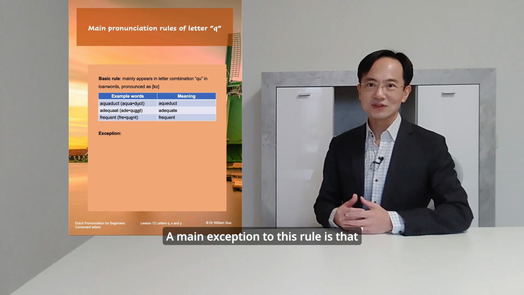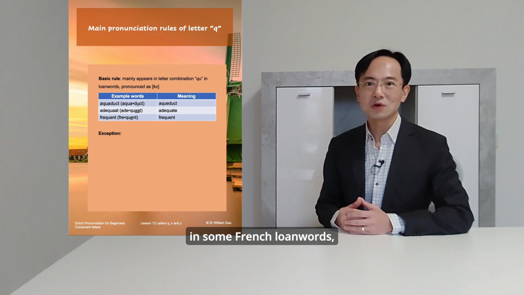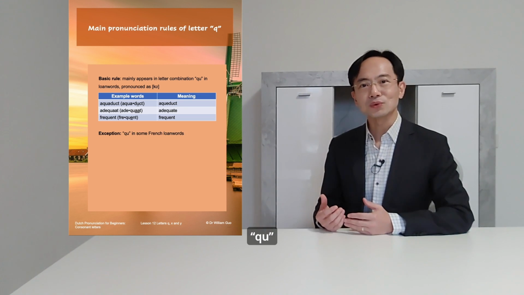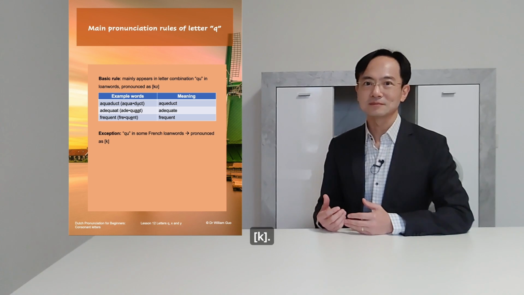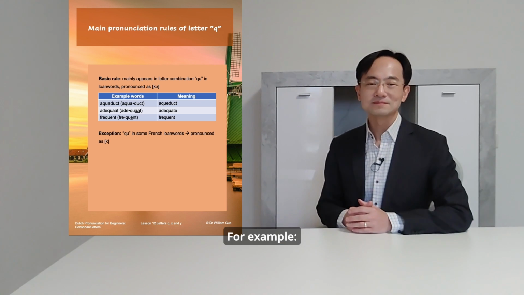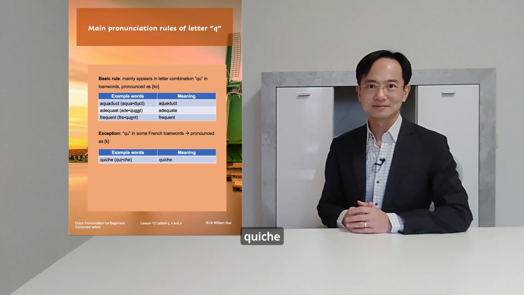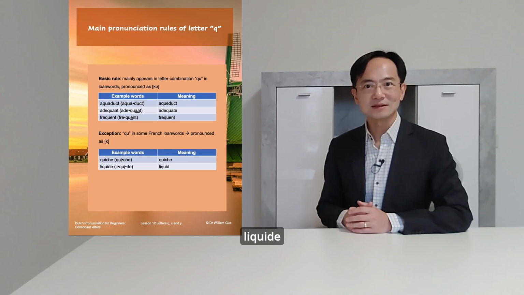A main exception to this rule is that in some French loanwords, the letter combination QU is pronounced as a voiceless consonant K. For example, quiche, liquide.